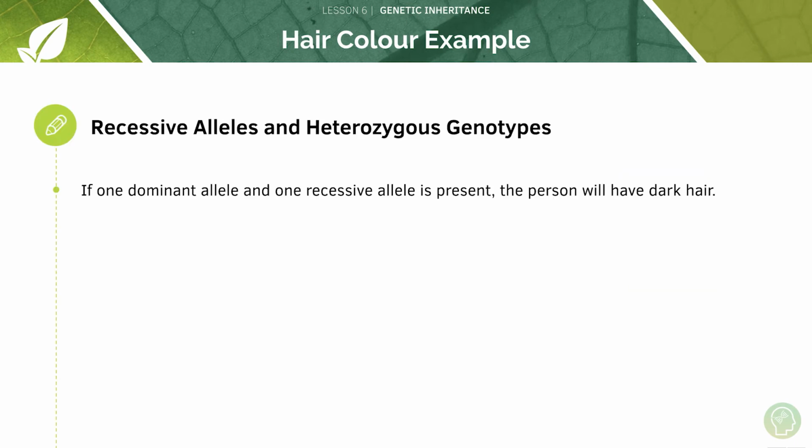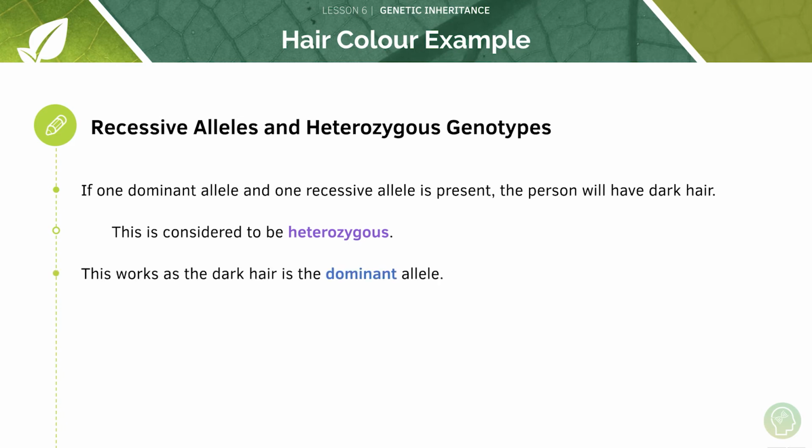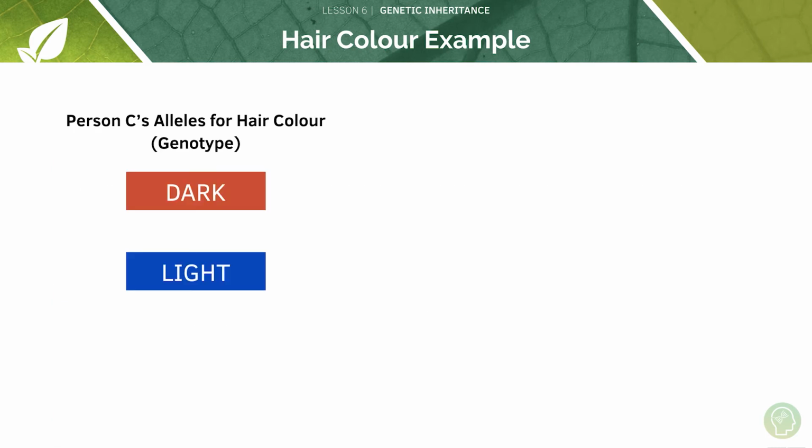Now let's have a look at what happens when we have a mix of dominant and recessive alleles. We call this heterozygous. The stem hetero means that there's more than one. This makes sense if you think about it, because we have the dominant and recessive. It's not dominant or recessive, it's dominant and recessive. So it's mixed. This works as the dark hair is the dominant allele, and because the dominant allele is present, it's always expressed.